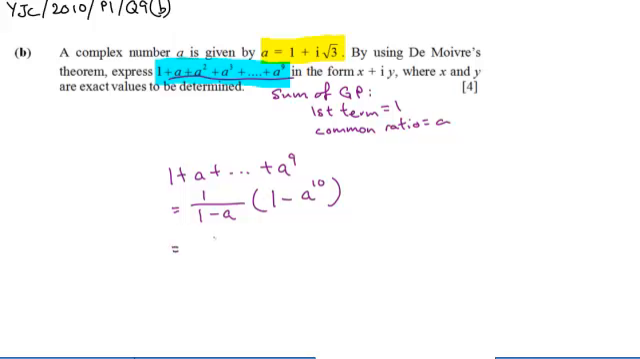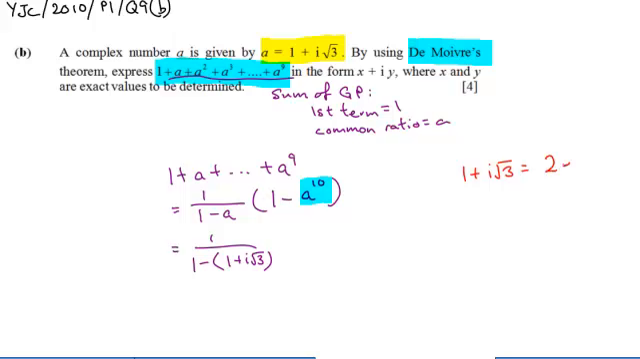The objective is to express this in the Cartesian form, so for the denominator, no issue, I just replace the a by 1 plus i root 3. But if you look at the numerator, I have this term a to the power of 10. And the question actually asks me to use de Moivre's theorem. So I should first of all write 1 plus i root 3 in the exponential form. You'll find that it's 2e to the power of i pi over 3.